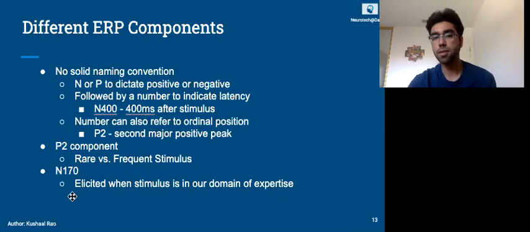The N170 is another famous component. That's elicited when the stimulus is in our domain of expertise. And what I mean by that is, this goes for everybody: the N170 component is present when we're looking at faces. As humans, we're trained to recognize faces in an instant, trained to notice the subtle differences in people's faces. We're experts at that as social beings. So the N170 is always elicited in that.